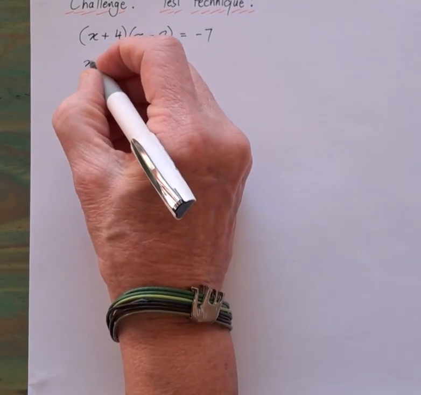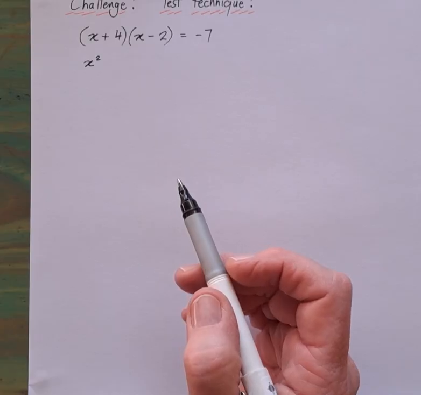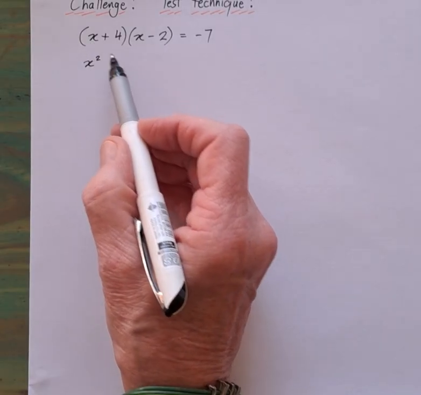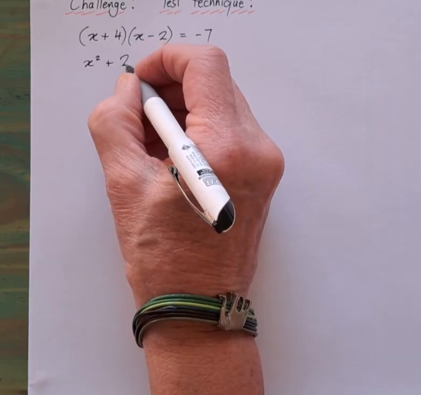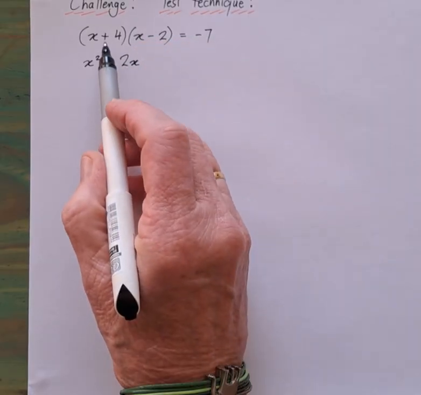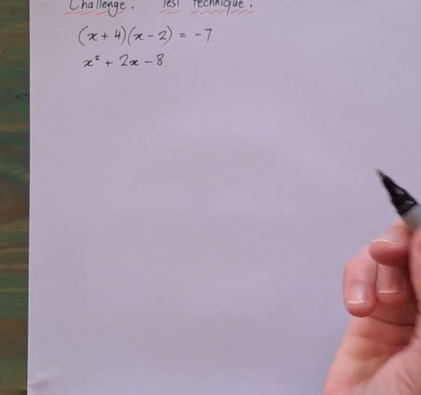So with our firsts, we're going to get x squared. By this stage, you should be doing the outers and the inners at the same time. So I've got negative 2x plus 4x gives me plus 2x. And my last, positive 4 times negative 2, gives me negative 8. And I'm not going to waste time.